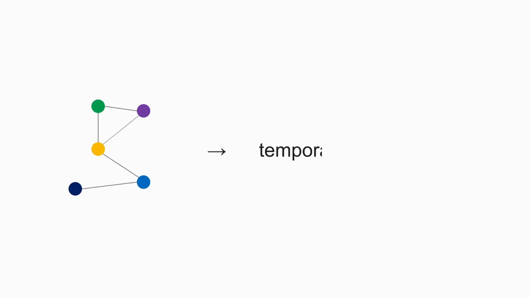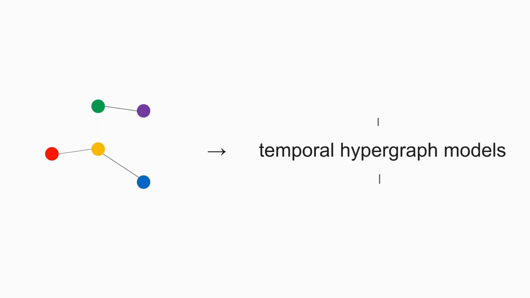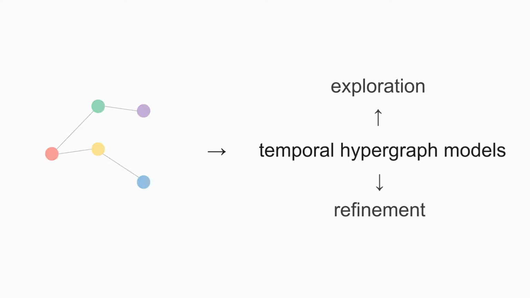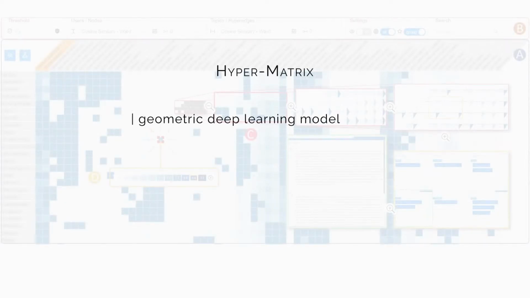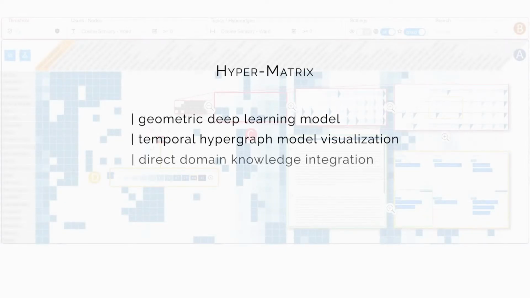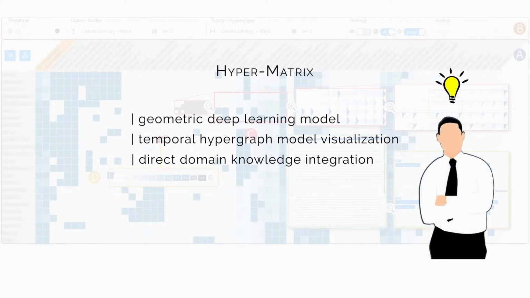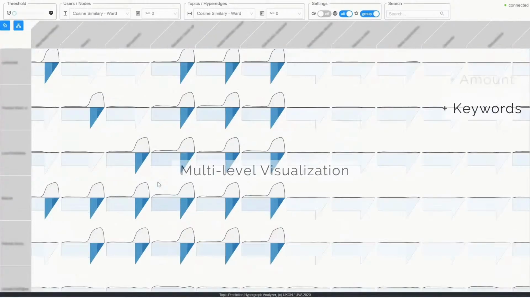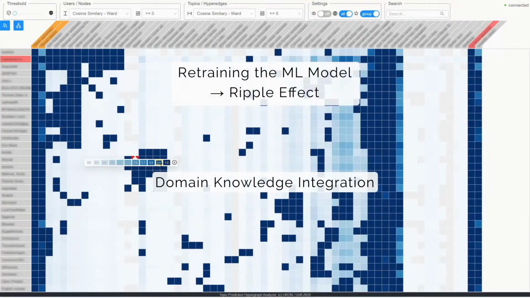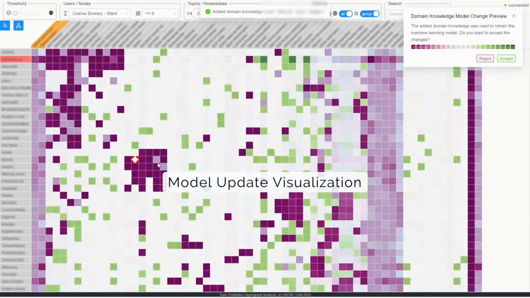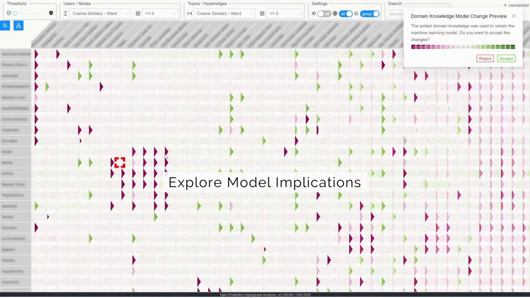Entities and their changing relationships can be modeled more precisely as temporal hypergraphs, but hypergraph models are difficult to explore and refine. By leveraging domain-specific geometric deep learning models and a new multi-level hypergraph visualization, our technique allows for the direct integration of domain knowledge into the machine learning process. The multivariate hypergraph model structure can be analyzed on different abstraction levels. Simultaneously, experts can integrate their domain knowledge on the fly, and then explore the refined machine learning model.